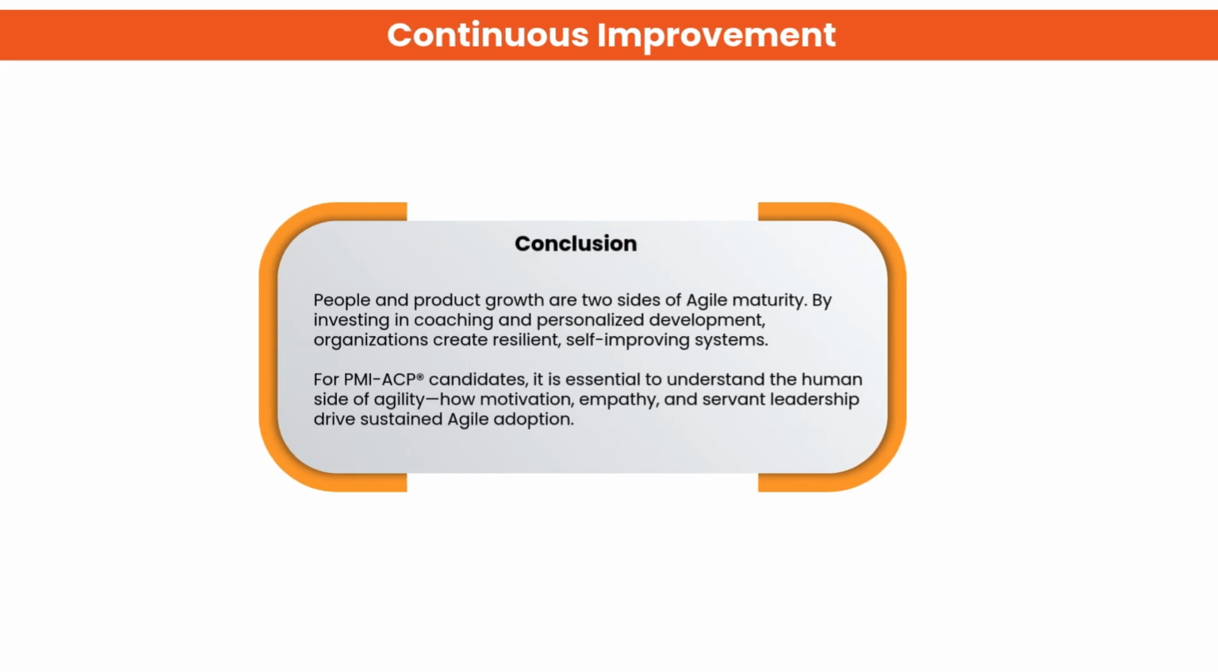People and product growth are interconnected in Agile maturity. By focusing on coaching and personalized development, organizations build resilient, self-improving systems. For PMI-ACP candidates, understanding the human side of Agile, motivation, empathy, and servant leadership, is crucial for driving lasting Agile adoption.